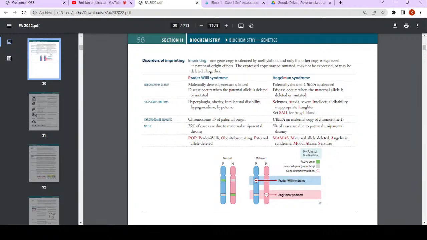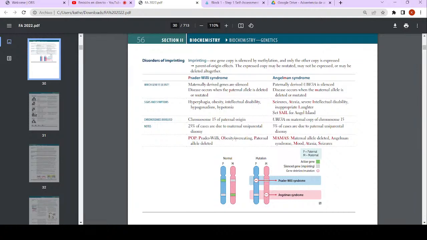Maternal allele deleted in Angelman. Seizures, ataxia, intellectual disability, inappropriate laughter, UBE3A, copy of chromosome 15. 5% are due to paternal uniparental disomy.